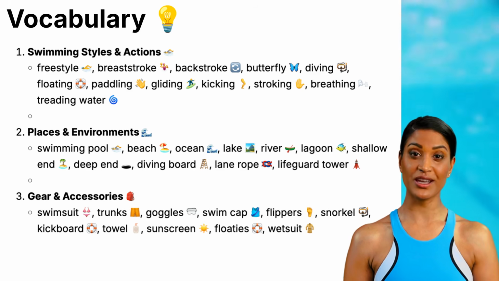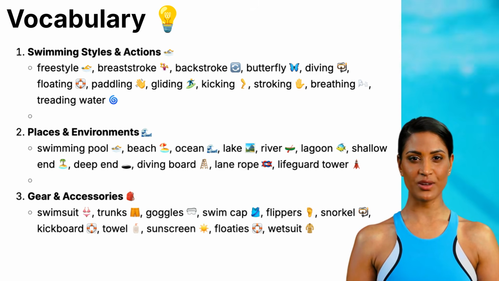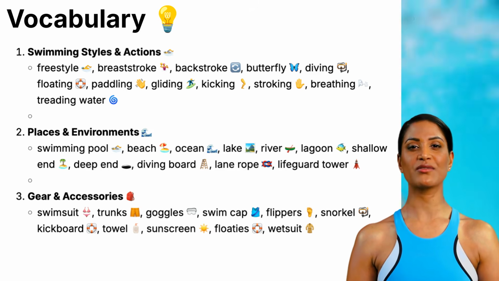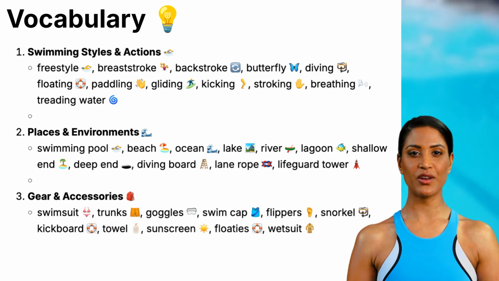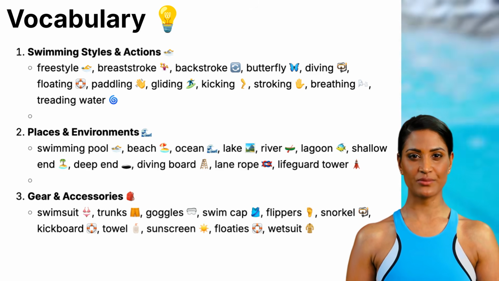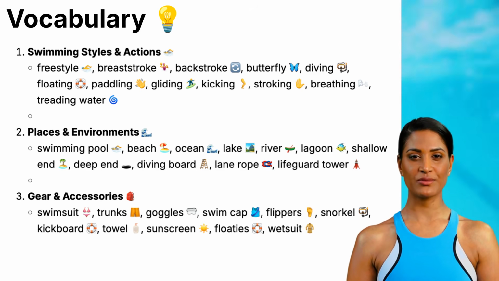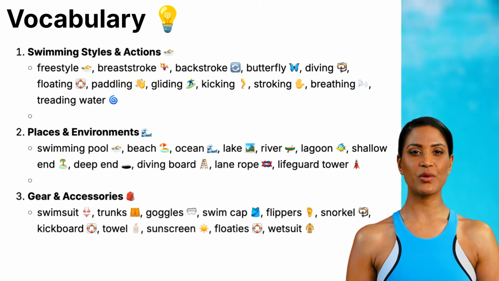2. Places and environments. Swimming pool. A man-made pool designed for swimming. Beach. A sandy area next to the ocean or sea. Ocean. A large body of salt water covering most of the earth. Lake. A natural or artificial large area of still water. River. A flowing natural stream of water. Lagoon. A shallow body of water separated from a larger sea by sand or reefs.